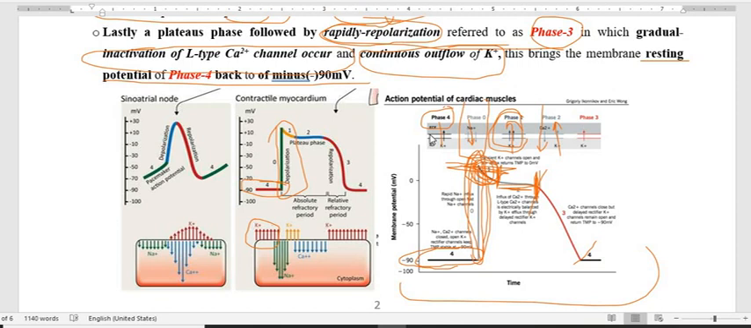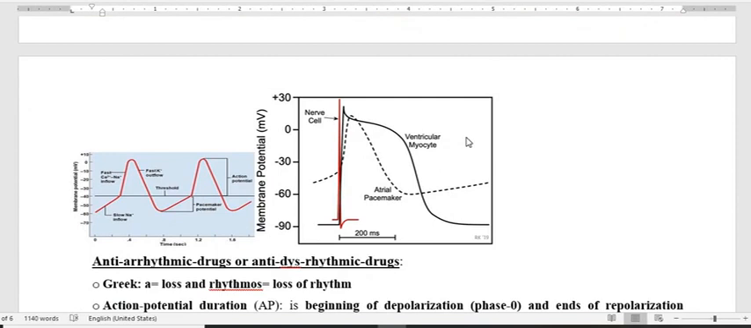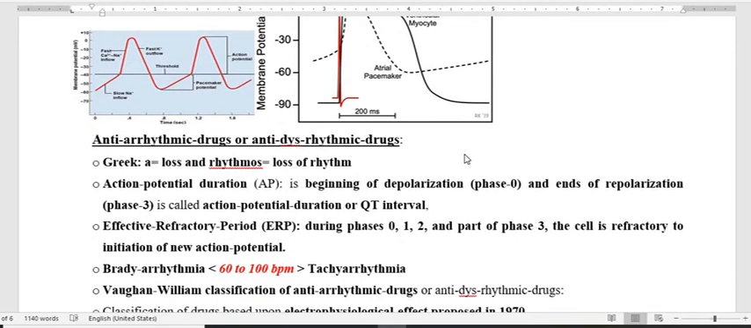So this is all about the action potential of the pacemaker as well as the action potential of the cardiac myocyte, and the drugs that we are going to use as antiarrhythmic drugs act only on these two action potentials, the pacemaker as well as the cardiac myocyte. Now we have to go through the drugs that are used to treat arrhythmia, to treat dysarrhythmia. So we are going to discuss the drugs used to treat arrhythmia.